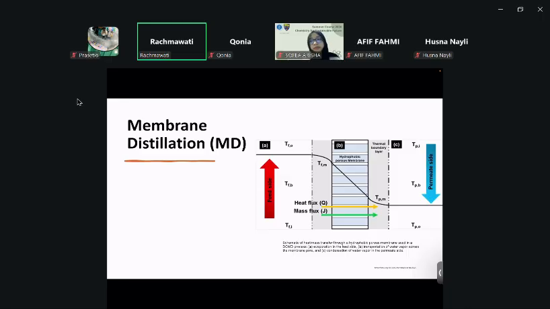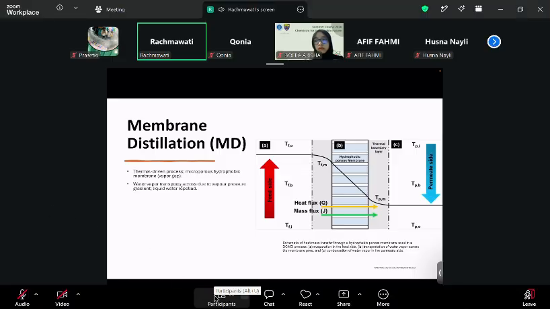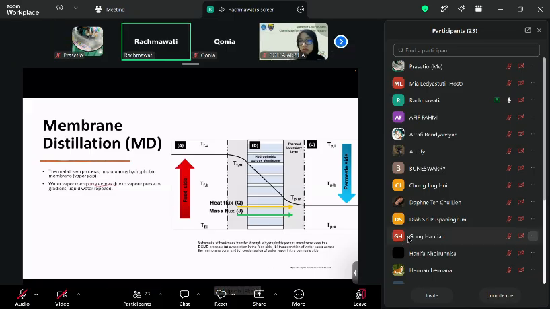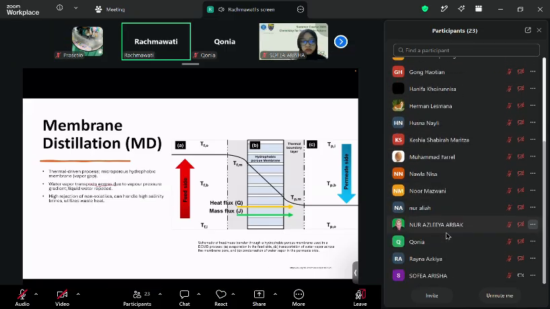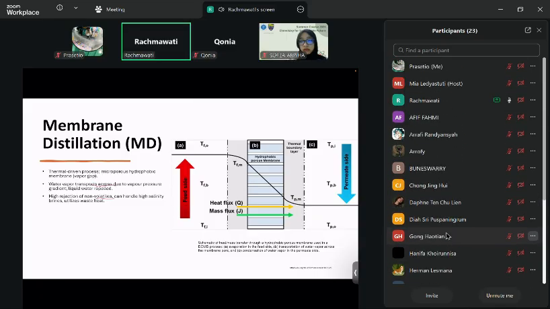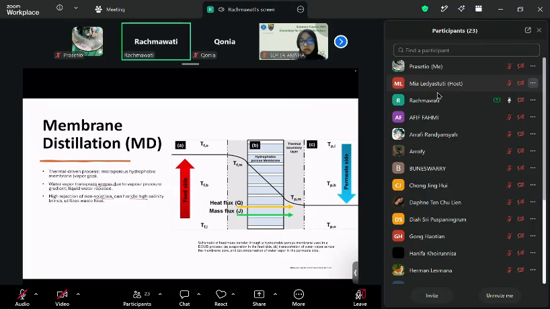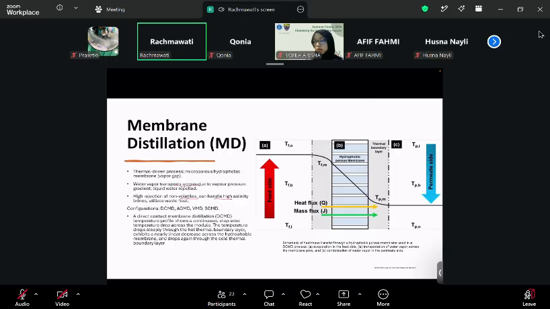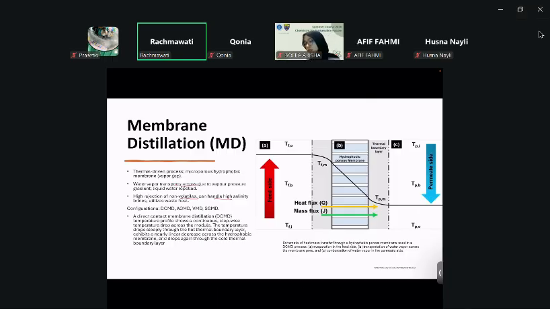And then next we have membrane distillation. It's a thermal driven process using a microporous hydrophobic membrane. In this case, the water vapor is transported across due to a vapor pressure gradient, in which the liquid water will be repelled. Here we have a high rejection of non-volatiles, it can handle high salinity brines, and it utilizes waste heat. The configuration could be DC, that is direct contact. It can also be air gap, and it can also be vacuum.